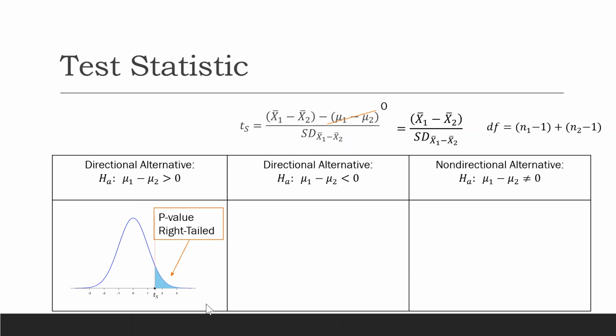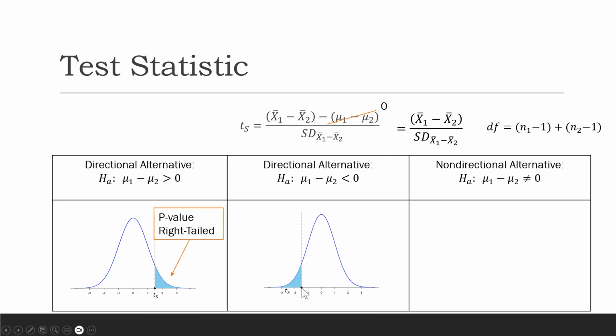All right? When my directional alternative is in the opposite direction, right? So if I were to do mu sub 1 minus mu sub 2 is less than 0, this is equivalent to saying that the mean for the first group is smaller than the mean of the second group, because in order for this to be less than 0 or negative, the first number in that subtraction has to be smaller. And so that means when I go to my t distribution to get my p-value, I'm only going to be looking at this lower tail here, right?